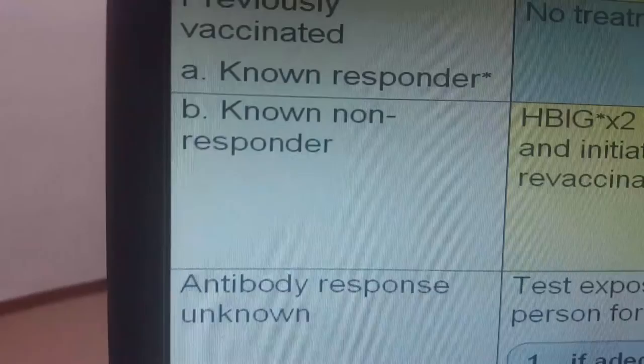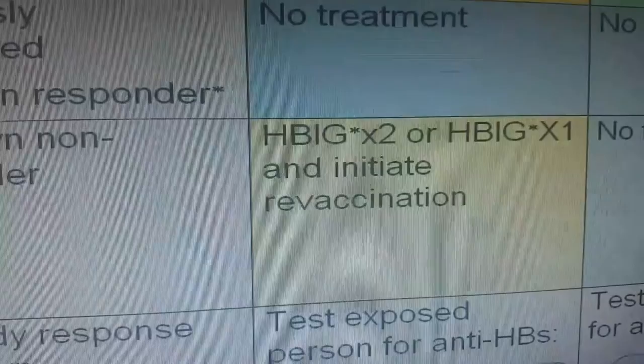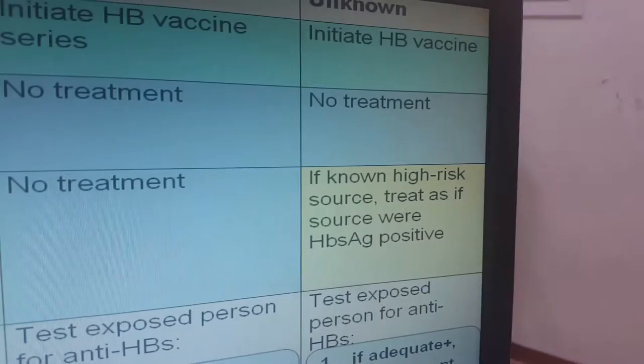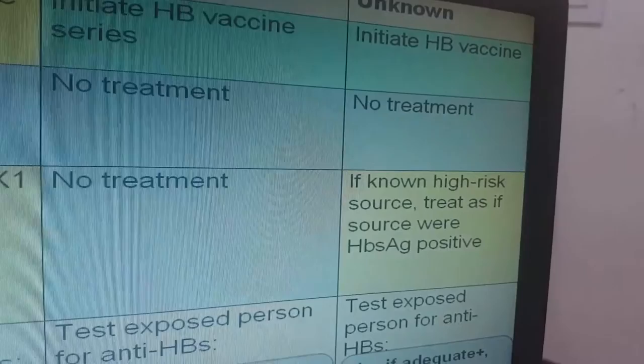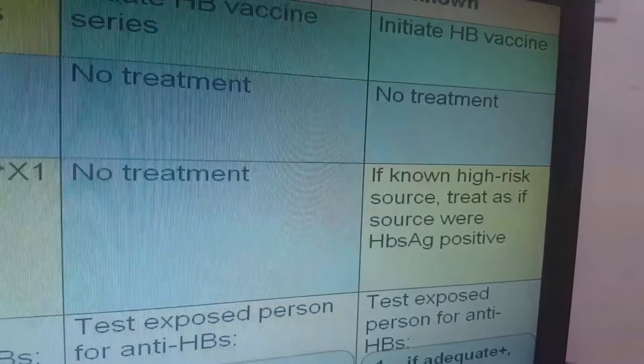But if you received the vaccine but are not a responder, with my antibodies lower than 10: if the patient is positive, I have to take 2 doses of immunoglobulin and start revaccination again. If the patient is negative, no treatment. If the patient is unknown, start immunoglobulin, because it will be considered positive. If it is a known high-risk source, treat as a source where the patient is hepatitis B antigen positive.